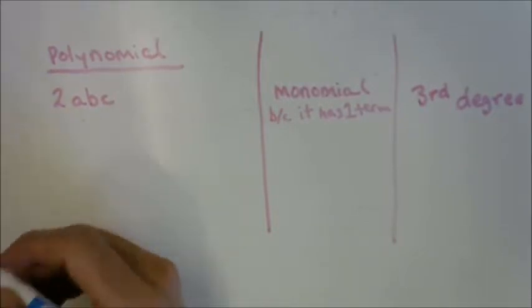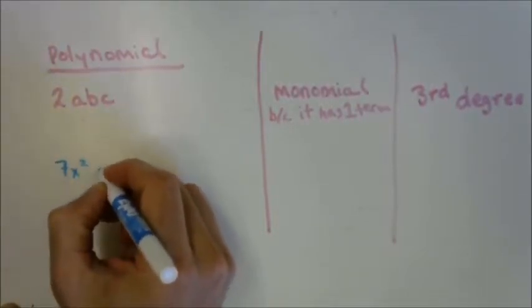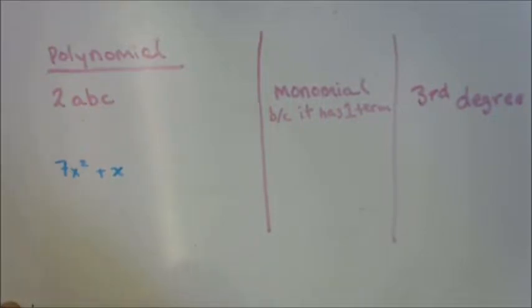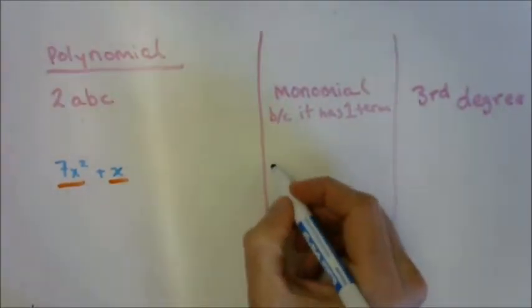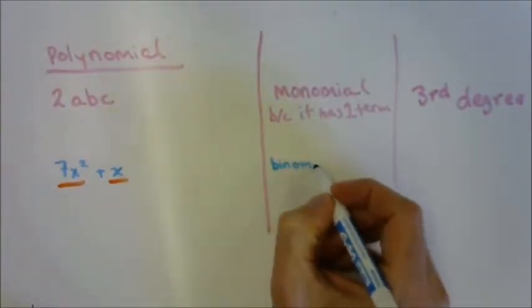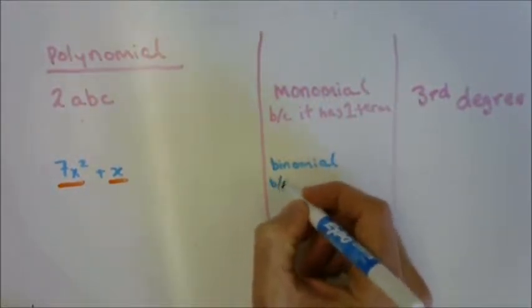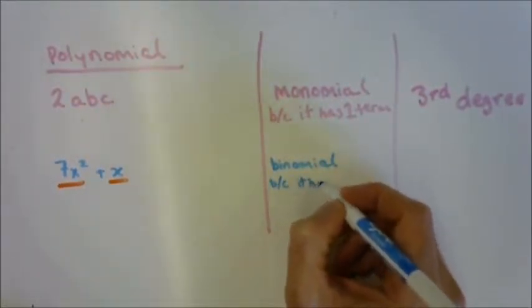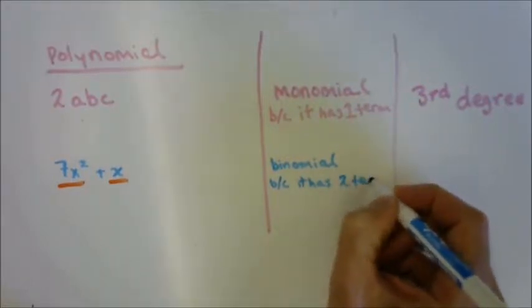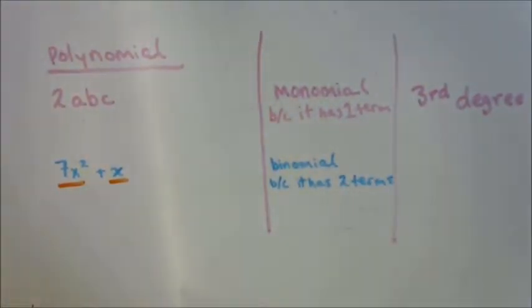Okay, let's look at 7x squared plus x. If we had to classify this by the number of terms, what do we see? Yeah, I see 2 terms. If it has 2 terms, it's called a binomial. Nice. Binomial, and then underneath, because it has 2 terms. And what about the degree of this polynomial?